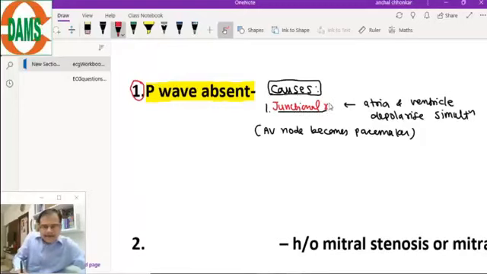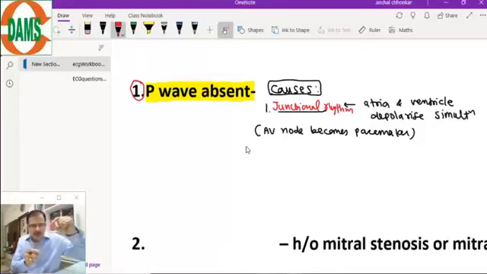Junctional rhythm, because what happens is from the AV node the impulse will go above and below simultaneously, and both atria and ventricles will be depolarized at the same time. We have done that whenever two events are taking place simultaneously, the larger event will hide the smaller event. So here the QRS will be hiding the P wave.